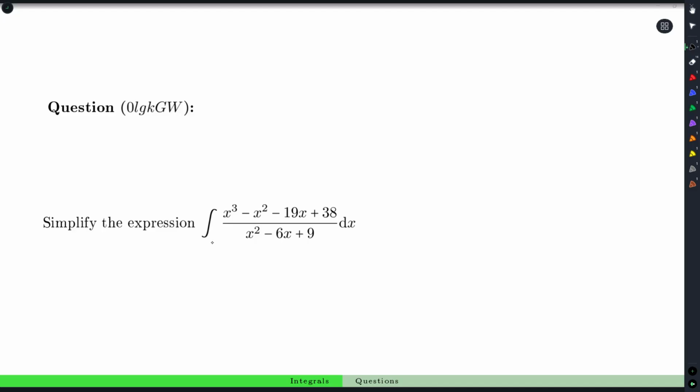Simplify the expression. We've got the integral here of x cubed minus x squared minus 19x plus 38 all over x squared minus 6x plus 9. So we're integrating that sort of expression. Immediately we can see this is a rational expression, rational meaning polynomial: there's one polynomial over another polynomial.